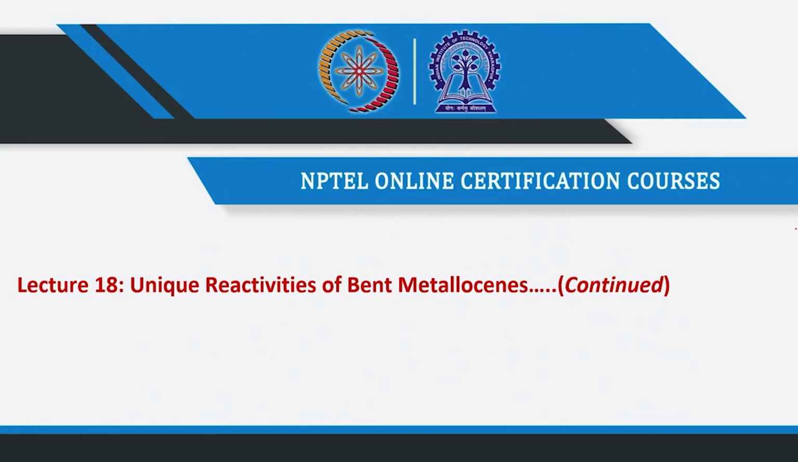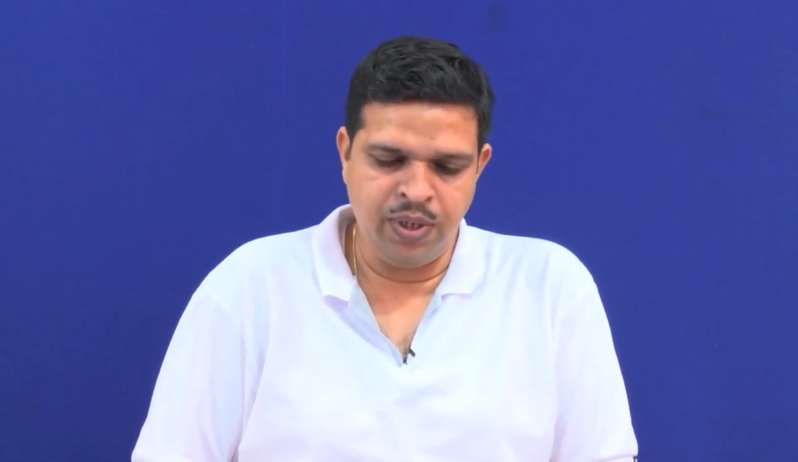So in the last class, remember we are continuing our discussion on the unique reactivities of the parallel and the bent metallocenes. So today we will continue about the unique reactivities of the bent metallocene, mainly for the group 4 metals. Okay. So in the last class you saw how the tungsten, tantalum bent metallocenes undergo very interesting reactions and play an important role as catalysts in various syntheses.